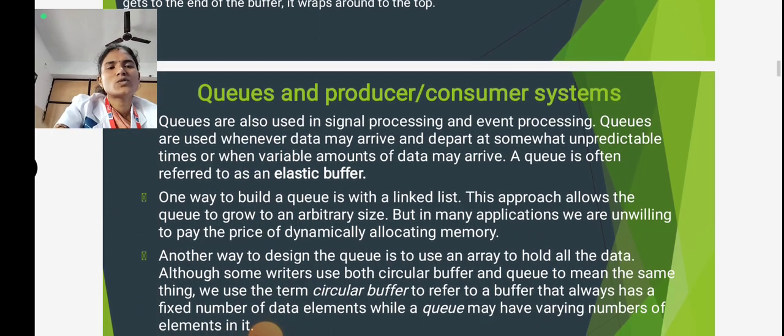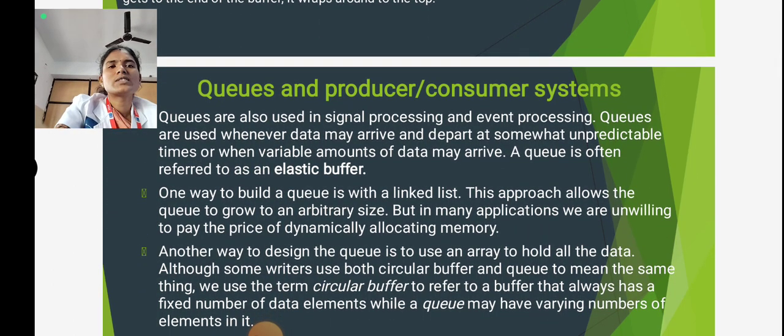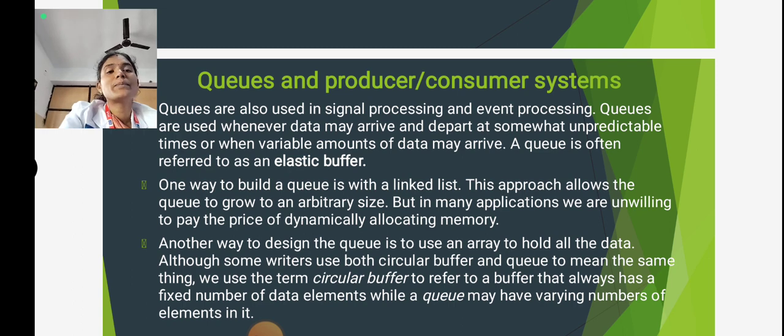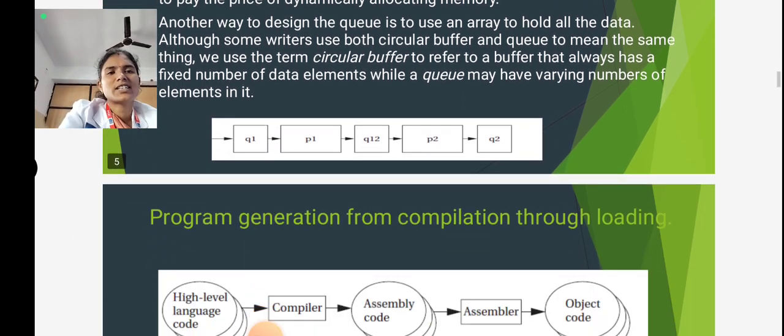The last one is a queue. It is also used in signal processing and event processing. Queues are used whenever data may arrive and depart at somewhat unpredictable times or when variable amounts of data may arrive. One way to build a queue is with a linked list. This approach allows the queue to grow to an arbitrary size, but in many applications we are unwilling to pay the price of dynamically allocating the memory.